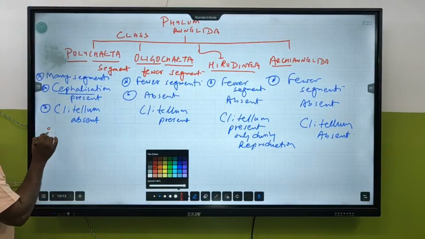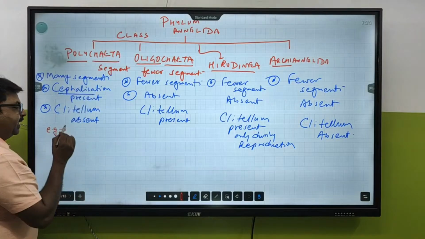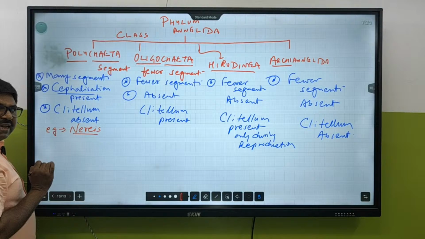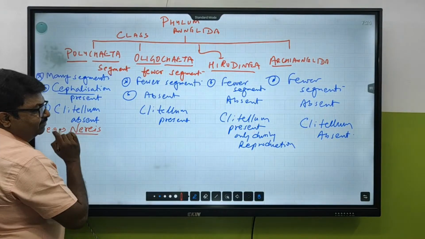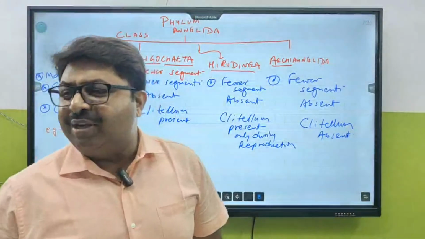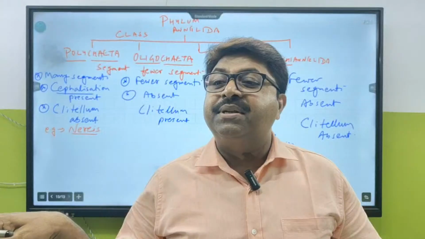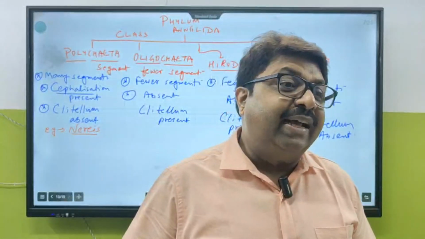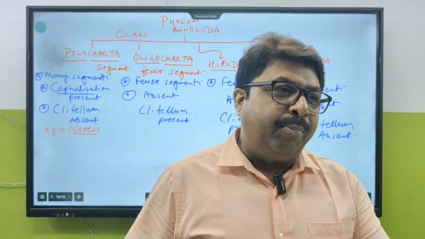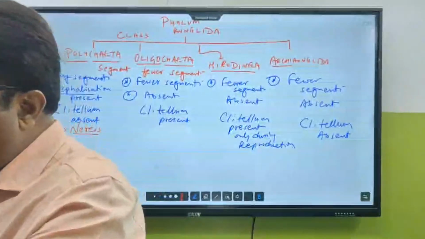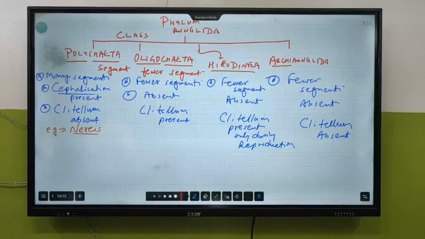Very, very important are the examples. The example of this Polychaeta is Nereis, the best example of it. In Nereis, what is the locomotory organ? See the figure in your book. You can see the leg-like structures, and those legs are called parapodia. In the Nereis figure, they have got parapodia.